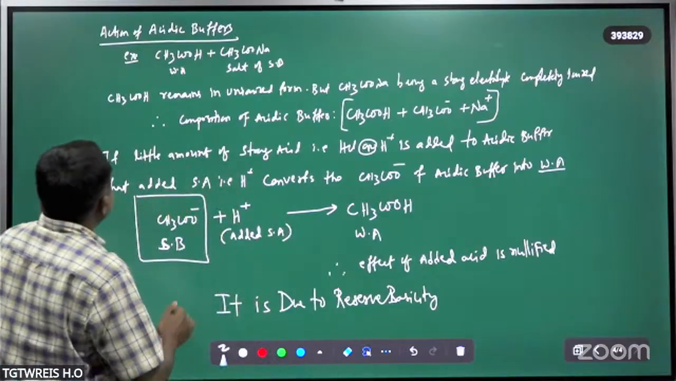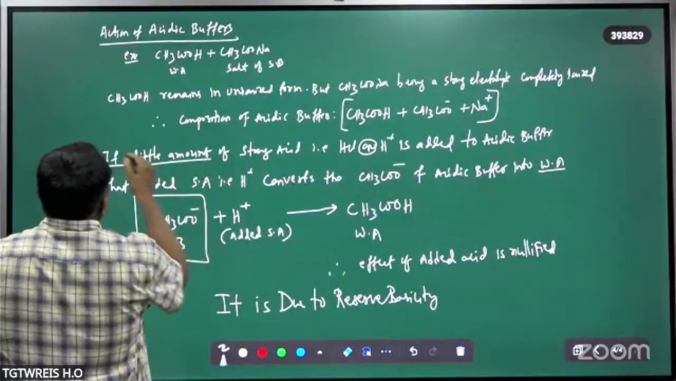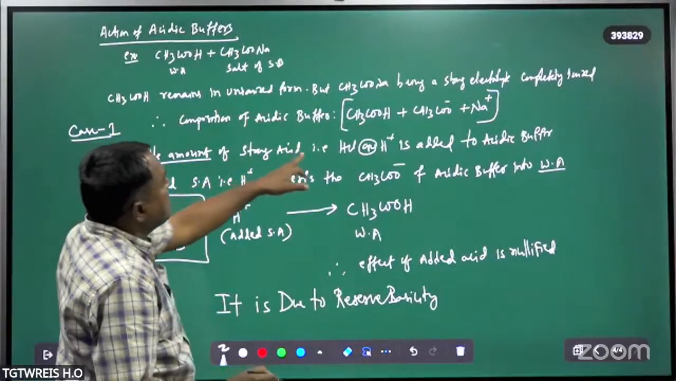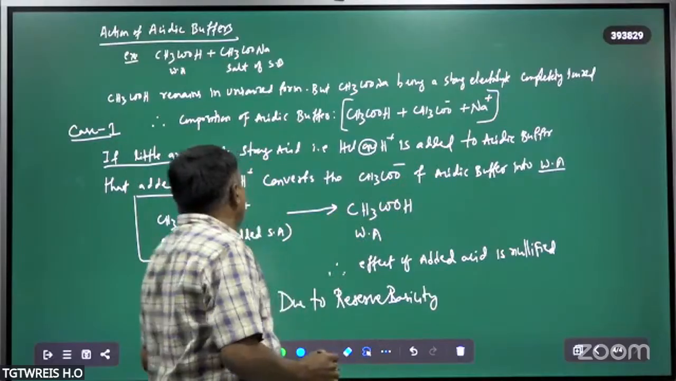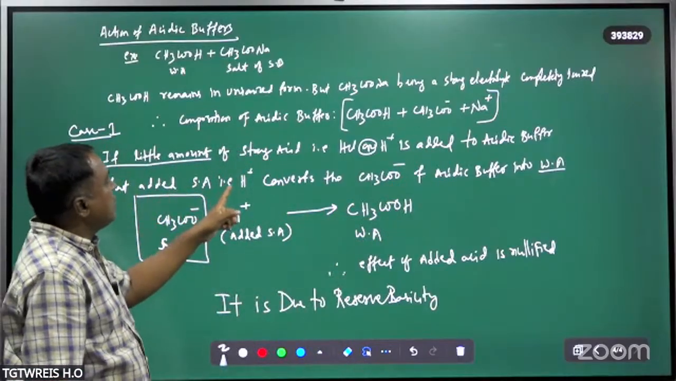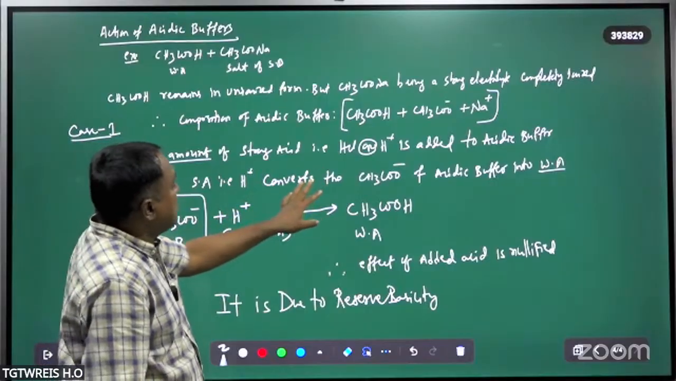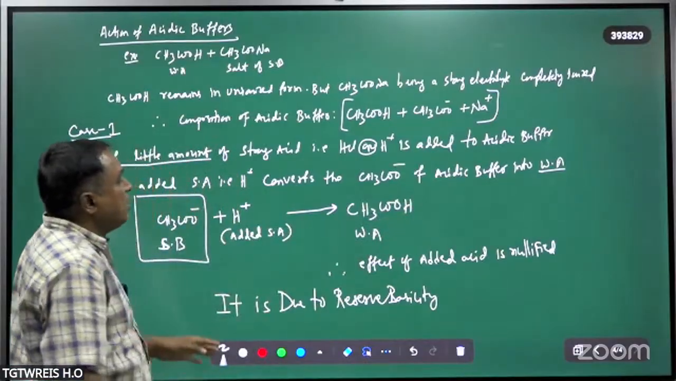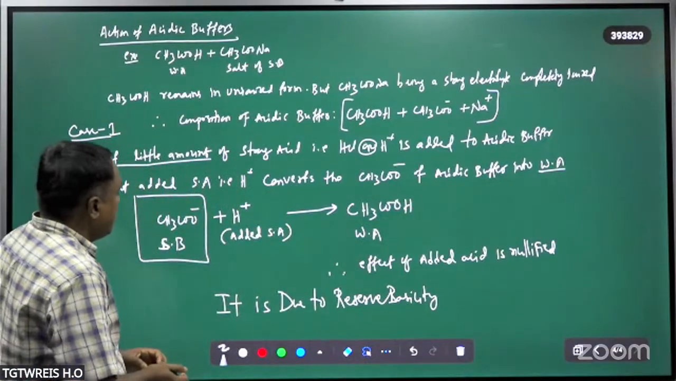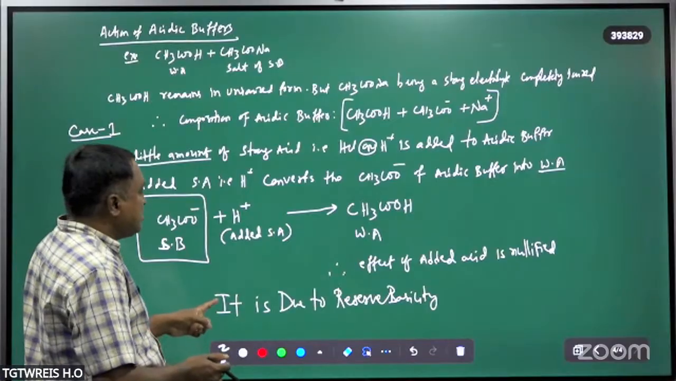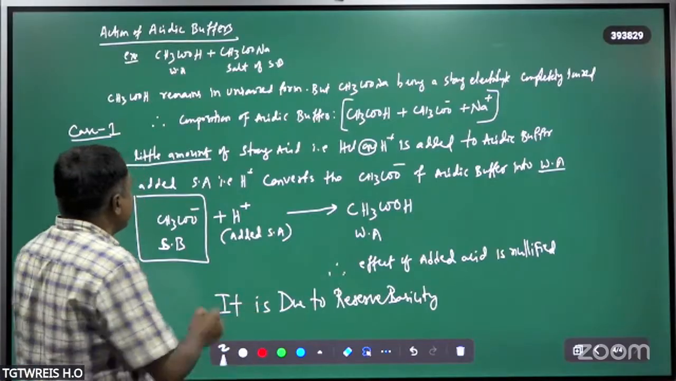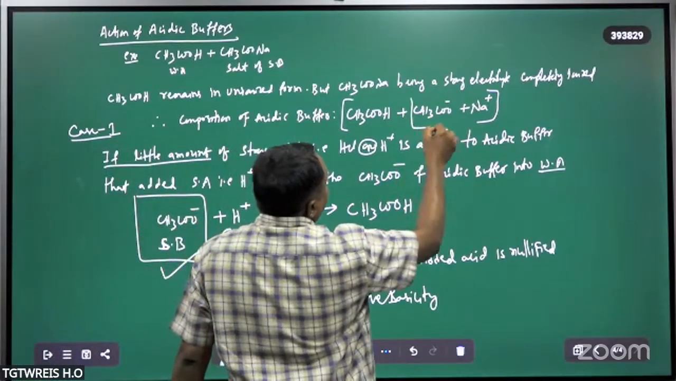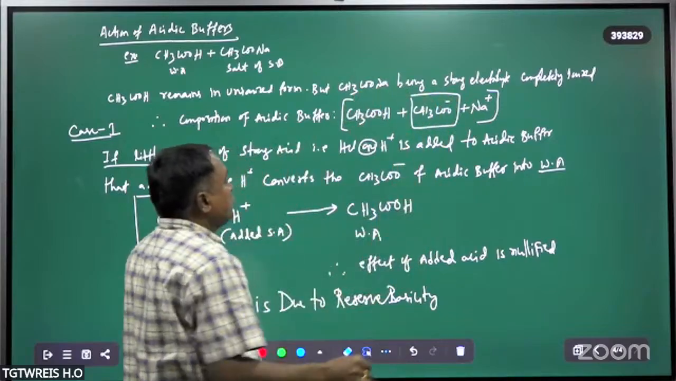So this is the first condition. In the first case, if a little amount of strong acid, that is HCl or H plus, is added to the acidic buffer, that added strong acid, H plus, converts the CH3COO minus of the acidic buffer into weak acid. Therefore, the effect of the added acid is nullified, because of the reserve basicity present in the buffer solution.